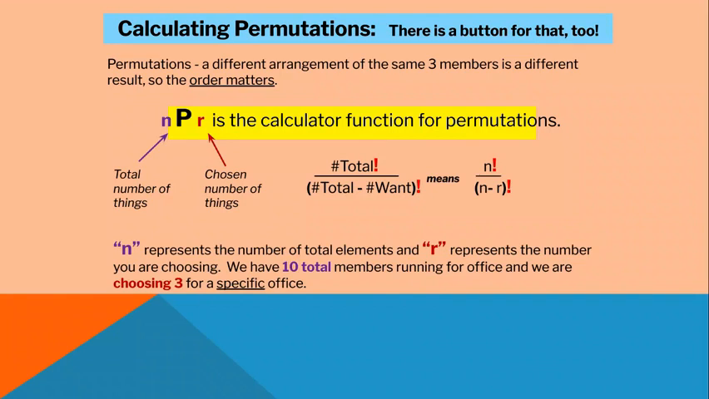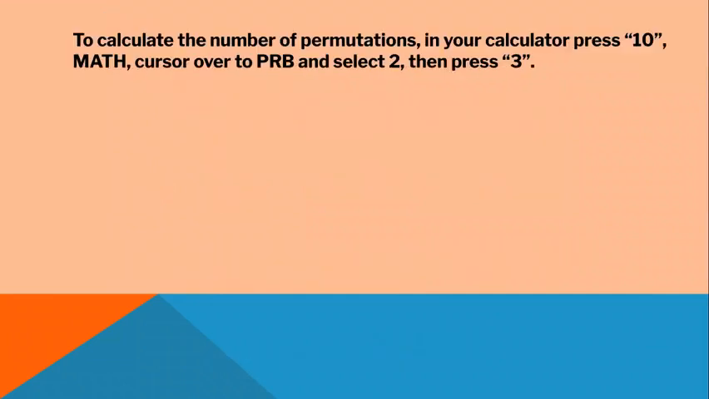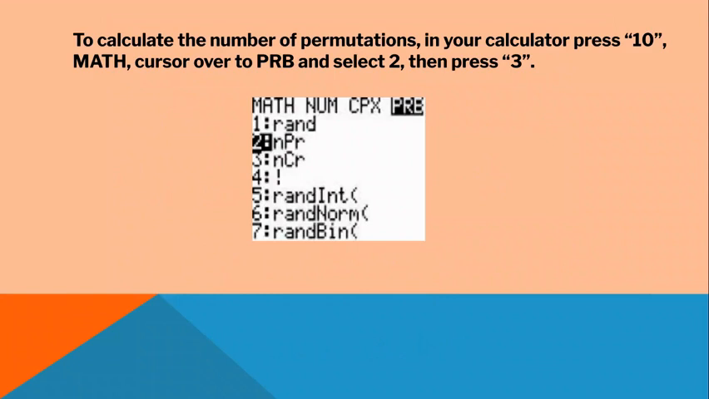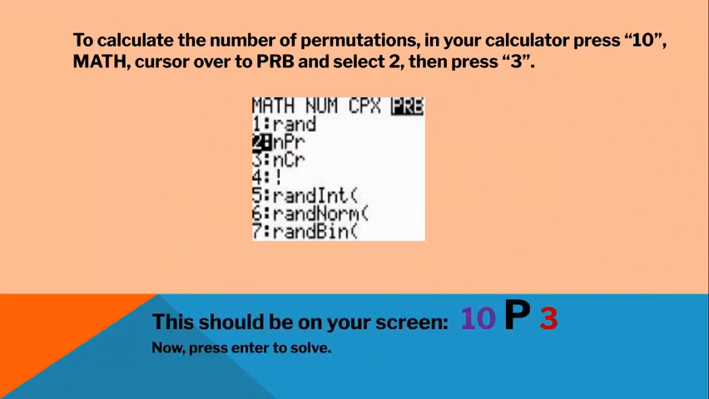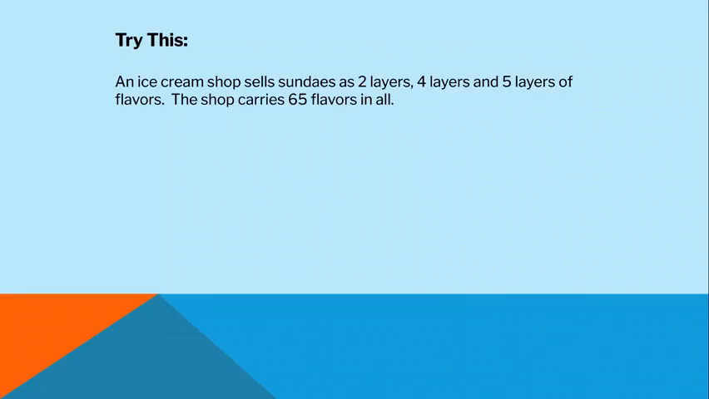So if we have 10 items, 10 total members, we're choosing 3 for a specific office, 10P3. So on your calculator, you type in the 10, math, scroll over to PRB, and it's number 2, probability. And then you put the 3 in afterwards.